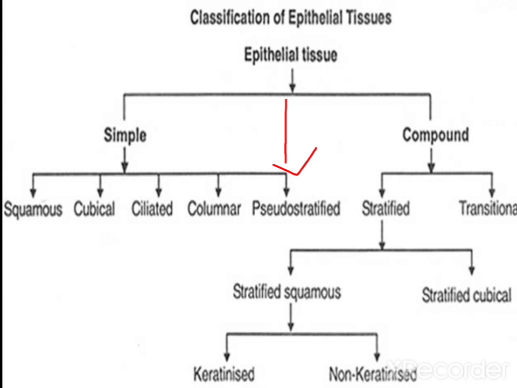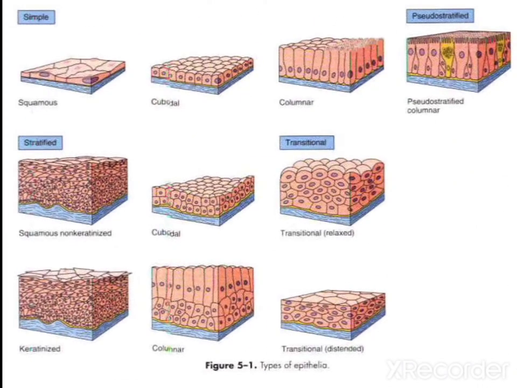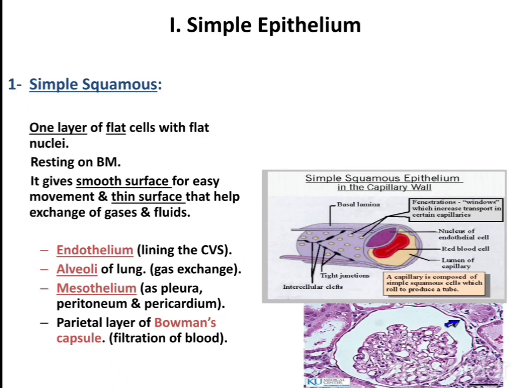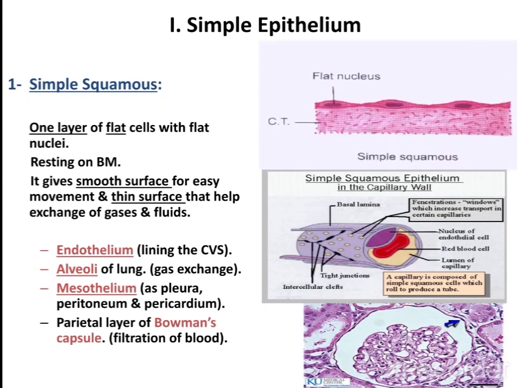Stratified is again divided into stratified squamous and stratified cuboidal epithelium. Stratified squamous epithelium can be keratinized or non-keratinized. So this is the diagram for all the types of epithelium. Now first we discuss the simple squamous epithelium. So in this we have to mention their structure, function and location.